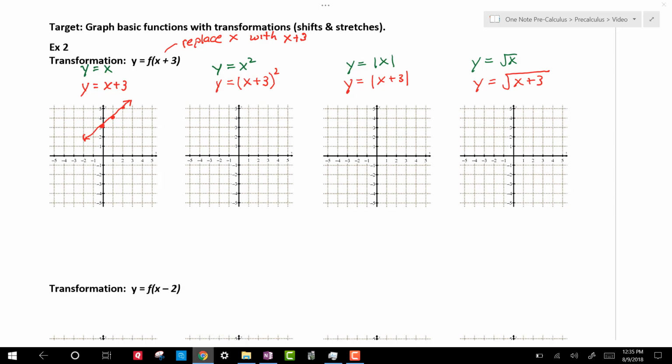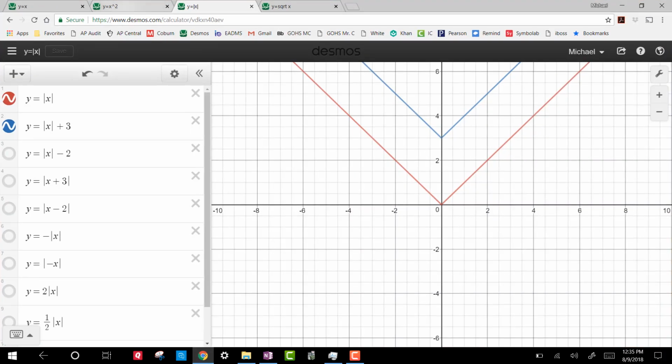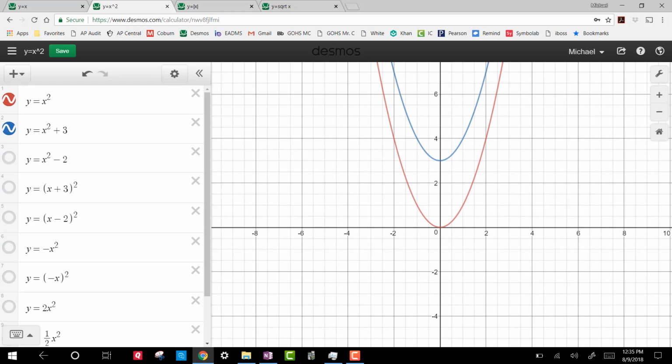So we're going to go back to our parabolas here. Y equals x squared. And you can see I'm going to take off my blue one here. So I'm going to go ahead and graph y equals x plus 3. So there's my parent function, and y equals x plus 3 squared. Take a look at where that guy's at.